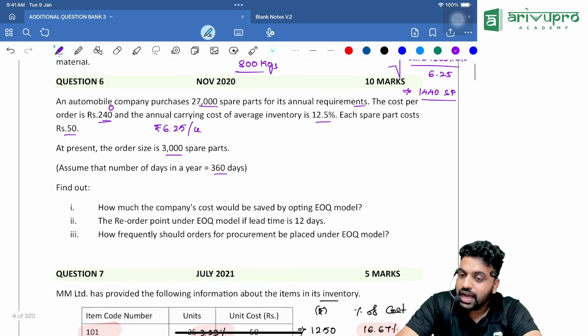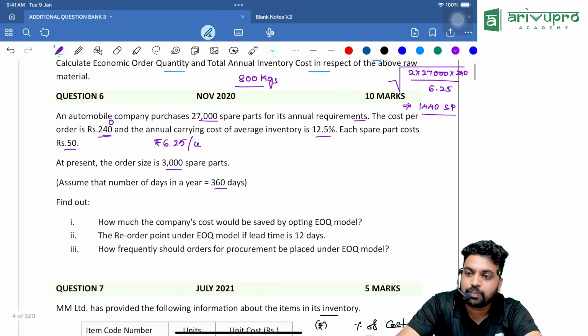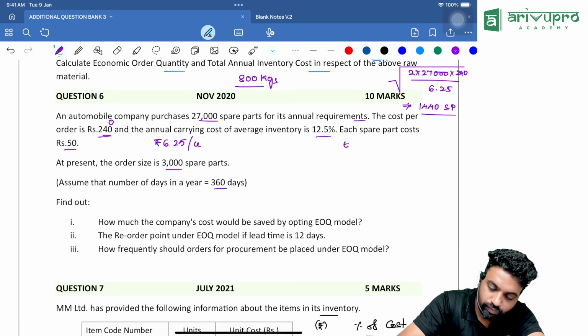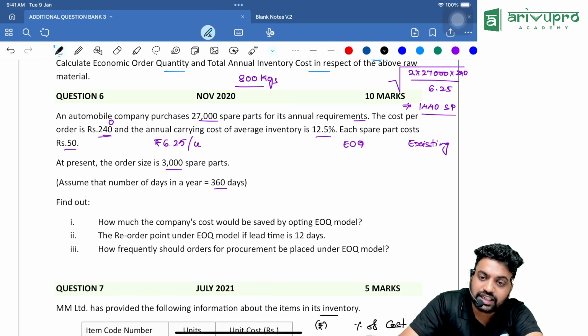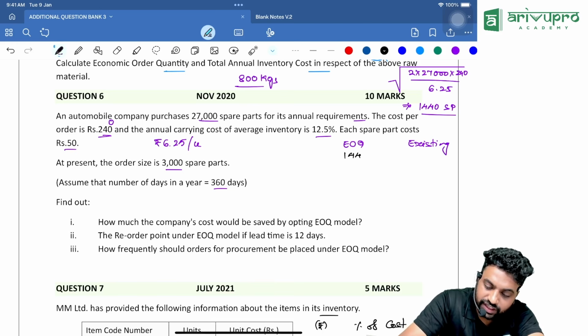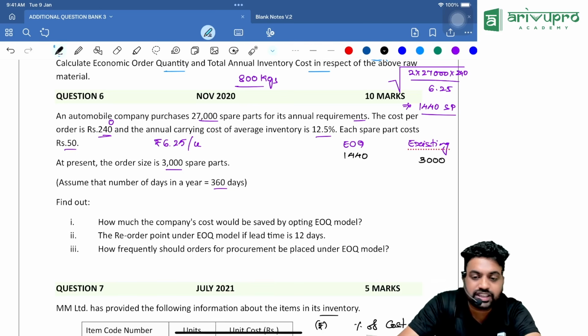Now, as per EOQ, how many orders to be placed? 27,000 divided by 1,440. As per EOQ, your order size is 1,440 and existing your order size is 3,000. As per EOQ, how many orders to be placed? How much you are getting exactly? 18.75. If at all you got 18.25, still 19 only. Always remember number of orders.